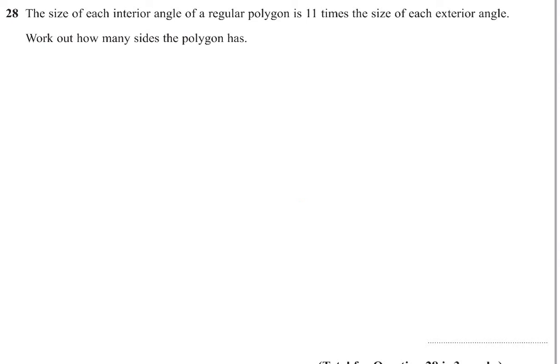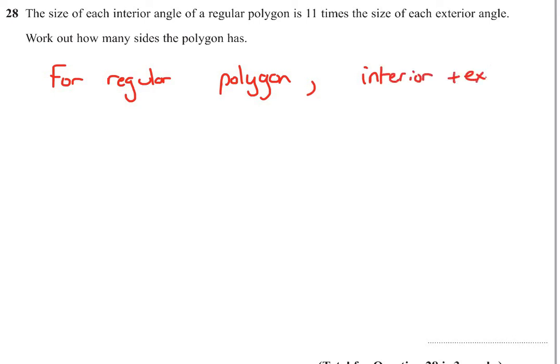So, a few things we can do here. The first thing is we know that for any regular polygon, the interior angle plus the exterior angle is 180. And this doesn't matter which polygon it is as long as it's regular. Okay, great. And what else are we told? The interior angle is 11 times the exterior. So let x be the exterior. Then the interior is 11x.